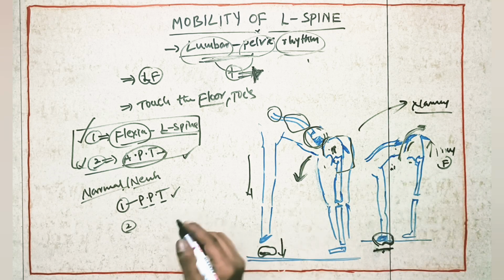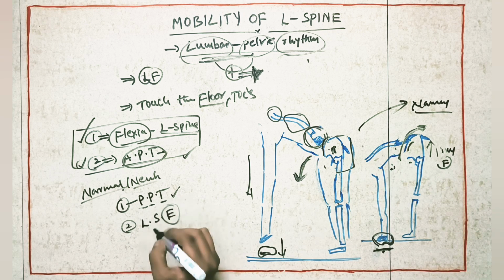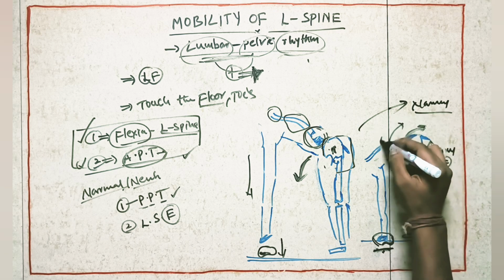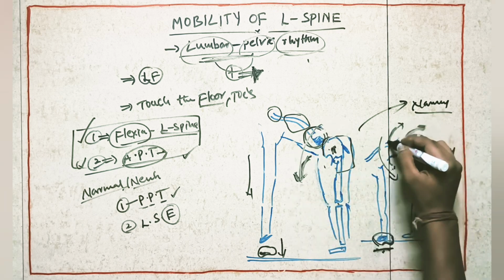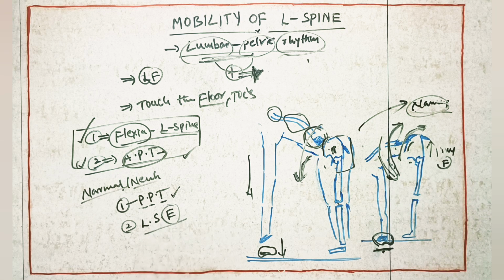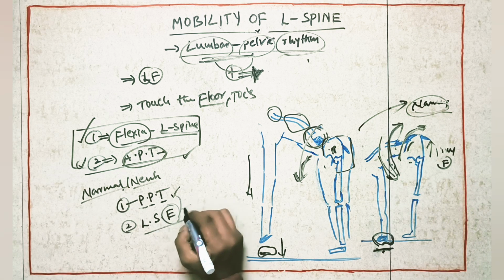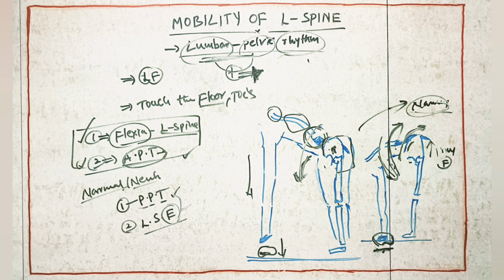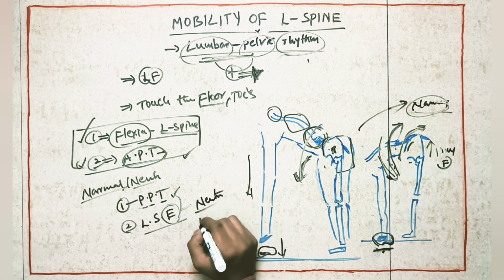Second, the lumbar spine will come for extension. The lumbar spine should do extension movement. Here it is already flexed. So if you need the normal position, the lumbar spine has to do extension. So posterior tilt followed by lumbar spine extension is going to create the neutral position of the patient.